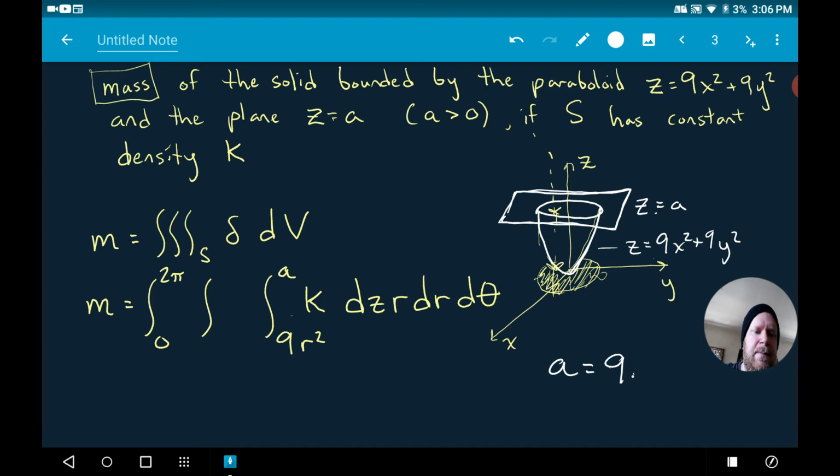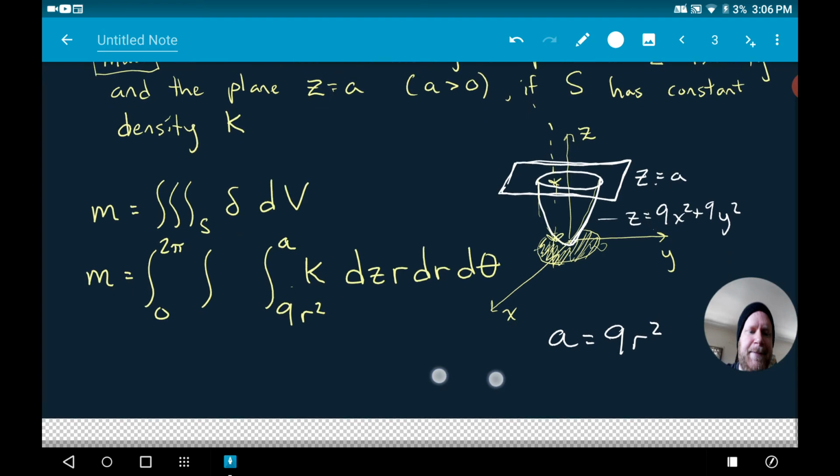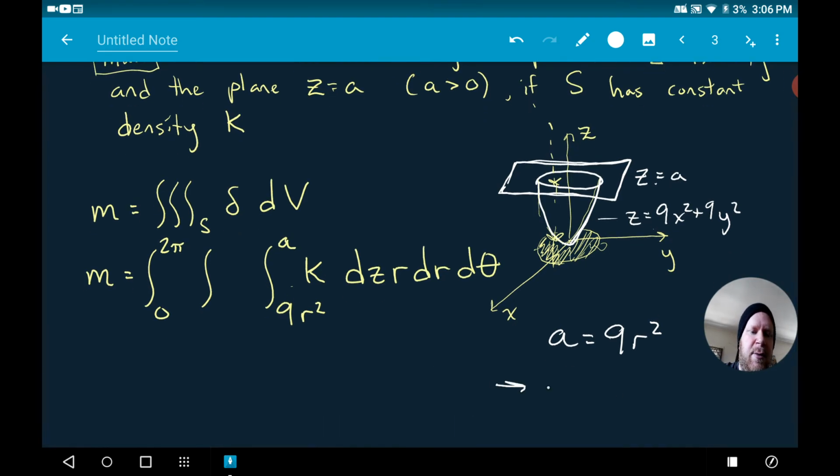So I'm going to set these equal to each other. We're trying to solve for r, and we have an equation for r here. So this means that r is going to be equal to the square root of a divided by the square root of 9, which is 3. I'm not going to do plus or minus here since I know that r has to be positive. So r for this disk is going to be between 0 and the square root of a over 3.